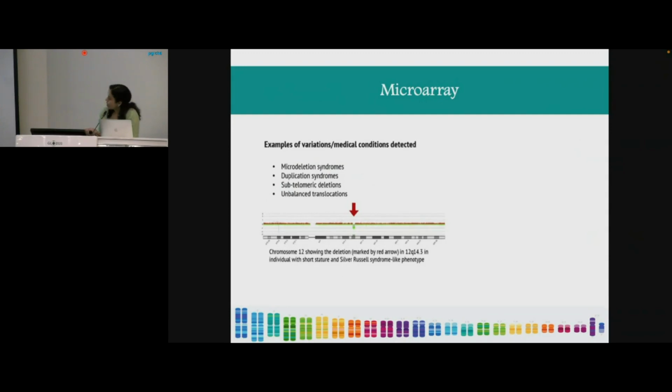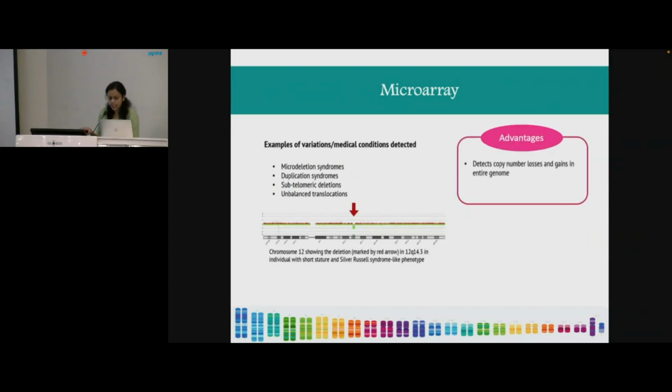This is how it actually looks. This is a complete chromosome number 12. Here you can see the probe distributions are coming on the same plane. Where there are probes below this line, it will show you a deletion. If the probes are above this line, you can tell that there is a duplication. So the advantage is that it can detect copy number losses and gains in the entire genome.